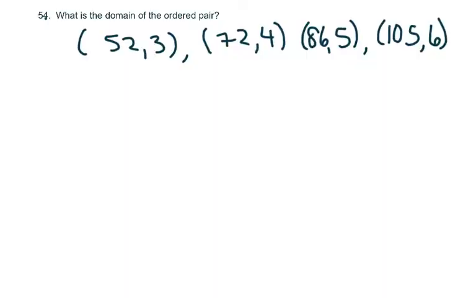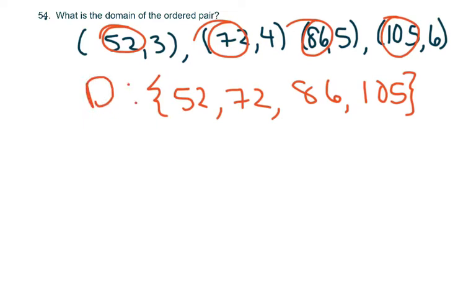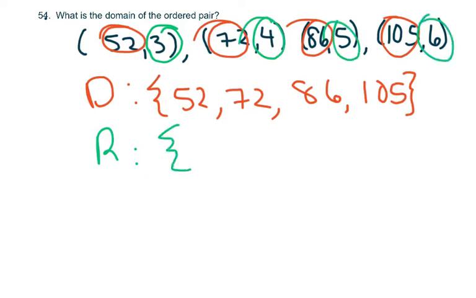The last problem is what's the domain. They gave you some fancy word problem, but they're just asking you for the domain. Domain is your x's. So just write those down. Domain is 52, 72, 86, 105. This is your domain. What would your range be? Your range is your y's. So in case next year or this year they ask for the ranges instead, just know that this is actually an easy problem. And that's all.